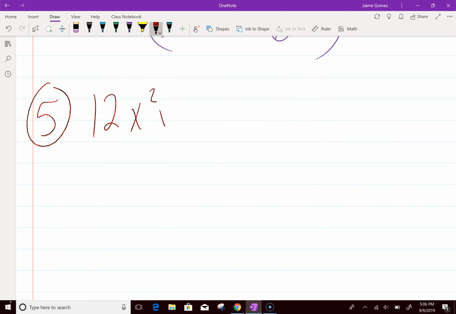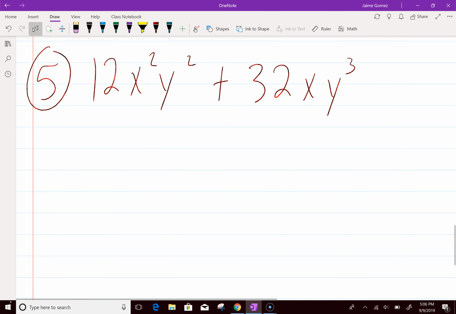x squared y squared plus 32xy to the third power. First, the numbers 12 and 32. What's the greatest common divisor that I can take out between 12 and 32? You think about it for a little bit and you're going to get that I can take out 4. I can divide by 4.